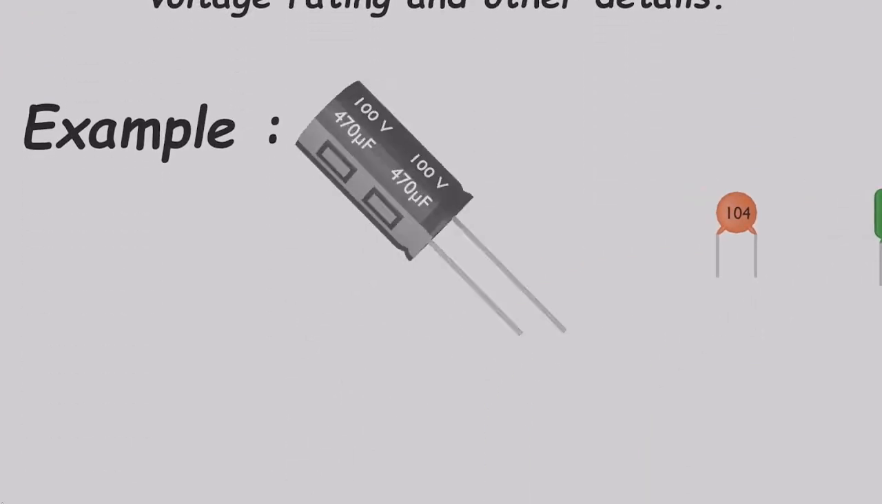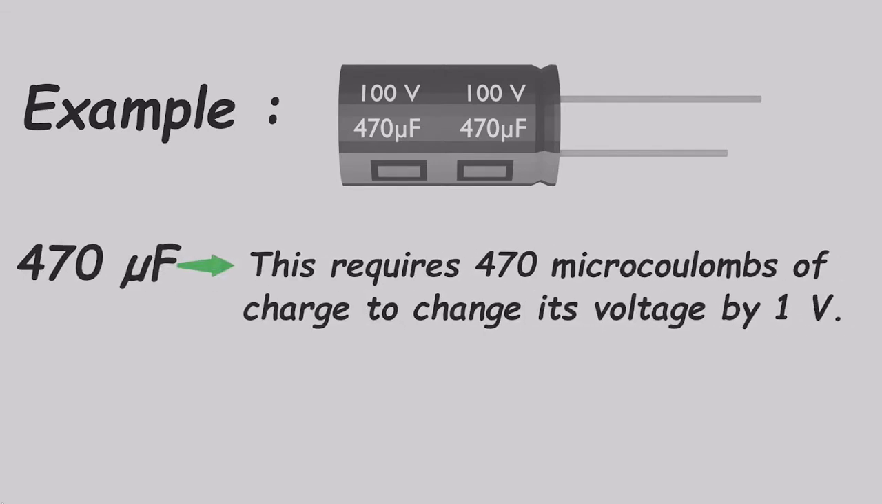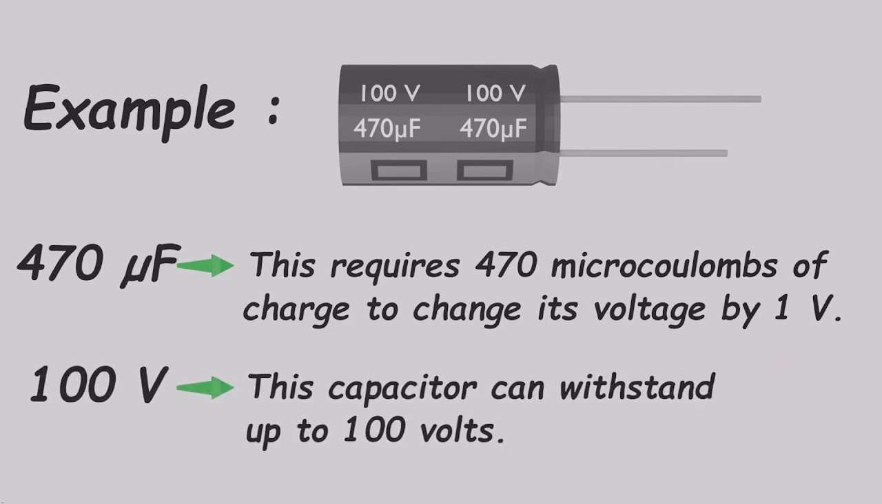For instance, a capacitor might be marked as 100 volts and 470 microfarads. This means the capacitor has a capacitance of 470 microfarads. In simple terms, it requires 470 microcoulombs of charge to change its voltage by 1 volt. The voltage rating indicates the maximum voltage the capacitor can handle without getting damaged. In this case, the capacitor can withstand up to 100 volts.